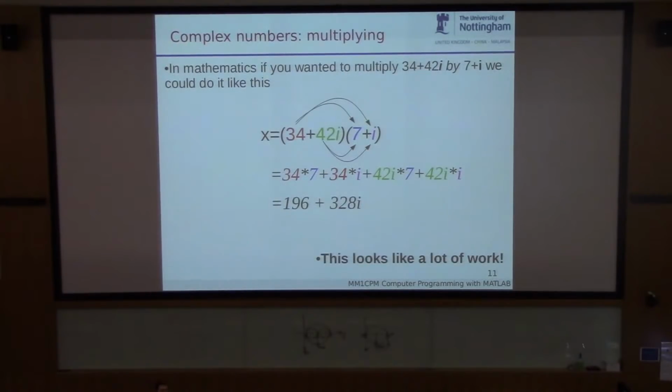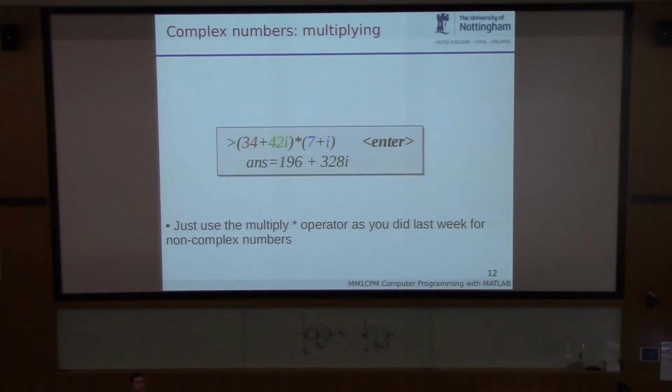However, this is a lot of work, and we don't like work in MATLAB. So, this is how you do it in MATLAB. Much easier. All you do is bang in brackets, 34 plus 42i, star, because we're multiplying, 7 plus i, hit enter. It does it for you. So now you can multiply any complex numbers together consistently, and you'll always get it right.